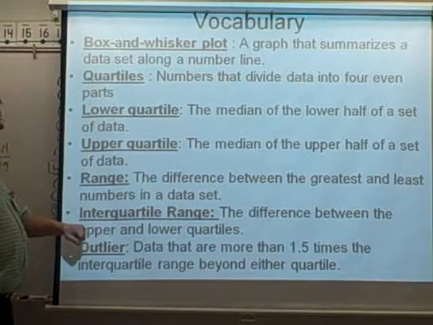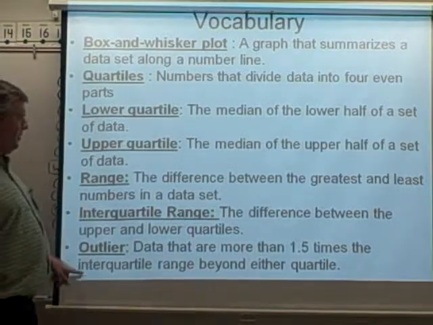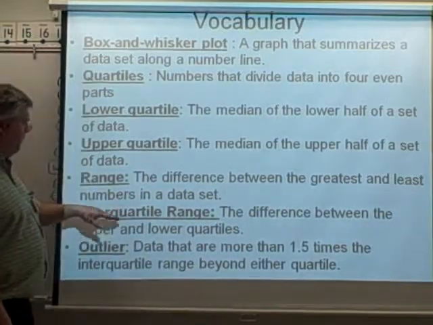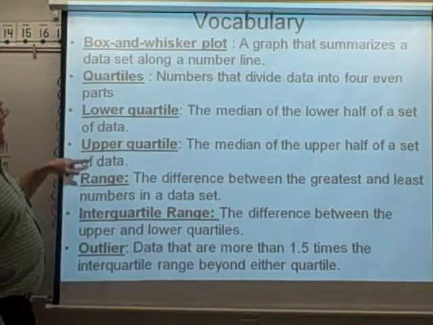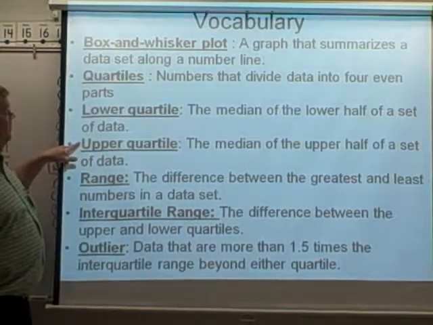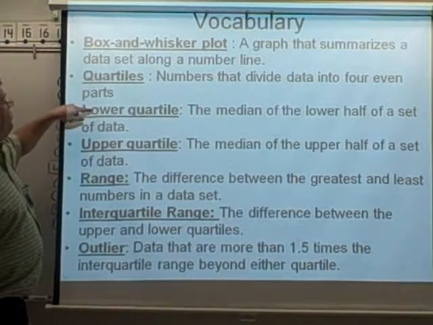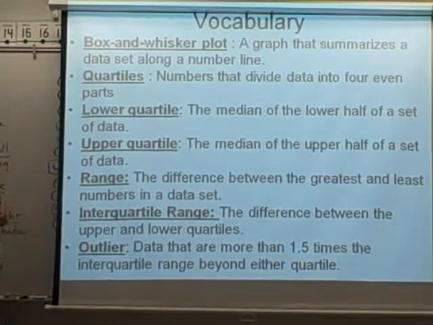Outlier. Outliers are data that are more than 1.5 times the interquartile range beyond either quartile. So if you multiply this value by 1.5 and add it to the upper quartile, anything above that value is an outlier. If you subtract it from the lower quartile, anything below that is an outlier.